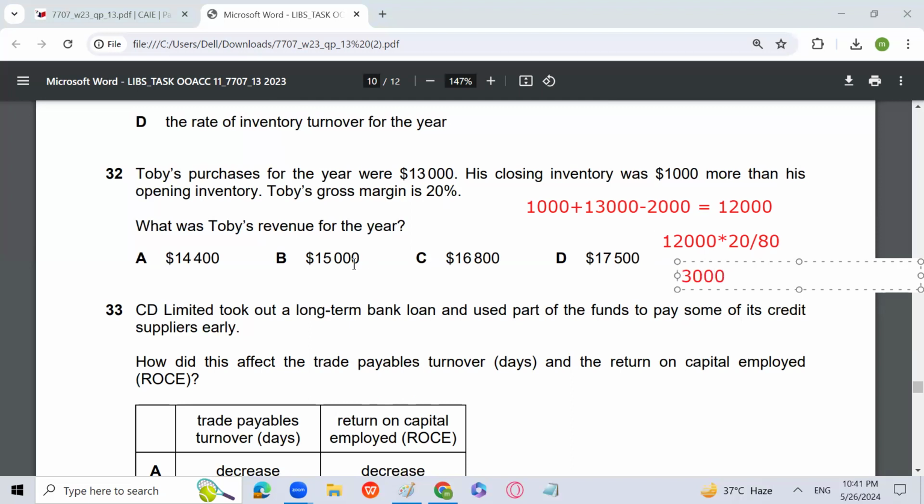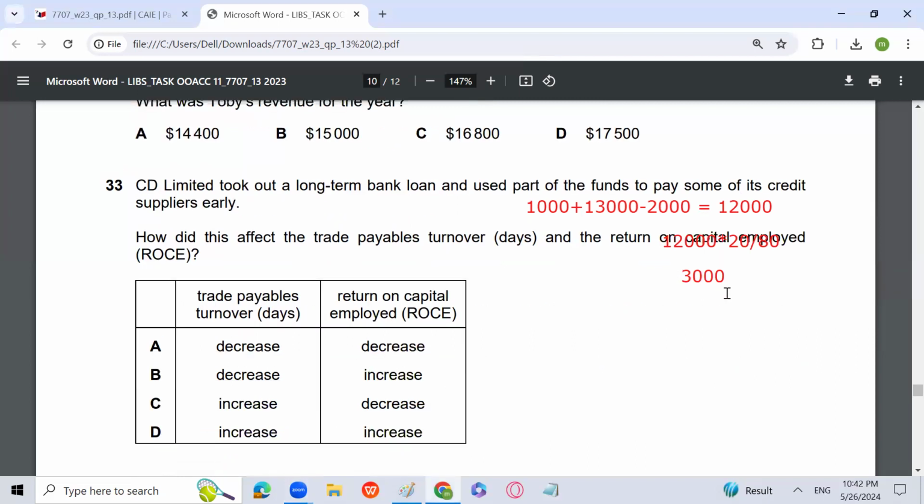B is the answer. Opening inventory 1,000, closing inventory 1,000 more than the opening inventory, 13,000 purchases, cost of sales 12,000. But here gross margin is given. You have to find markup, not margin. Margin into markup is percentage over 100 minus percentage. 20 over 80 you have to multiply, and then you will get the answer. 3,000, which is GP. Cost plus GP is sales.